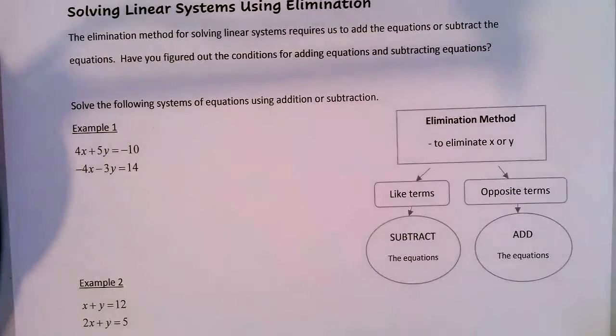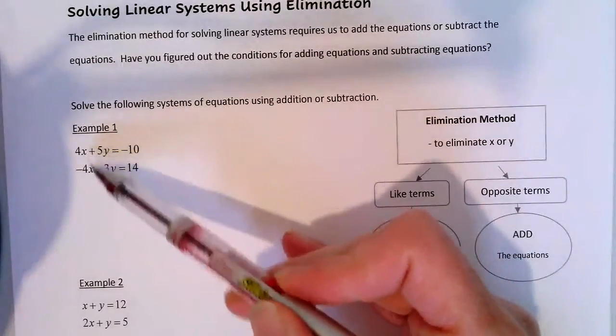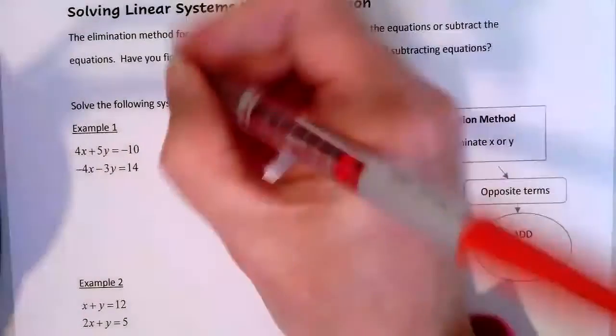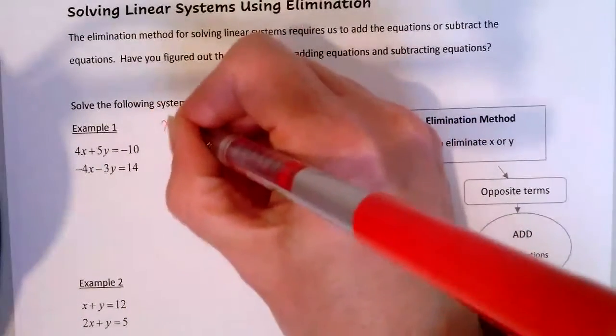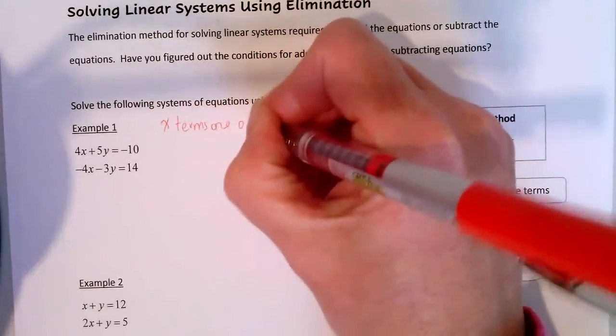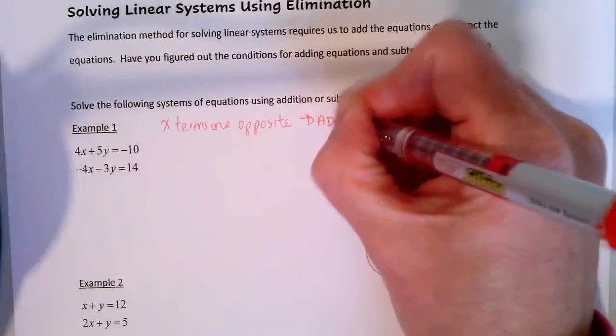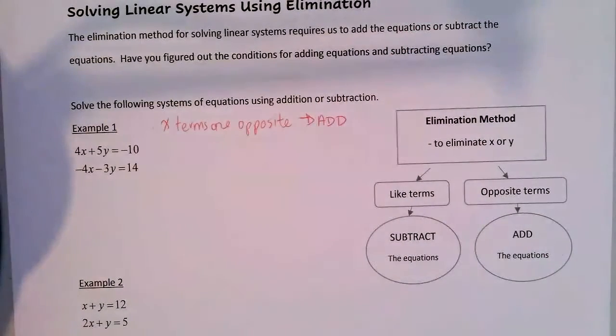So before we actually solve, we have to decide whether we're going to add or subtract. And to do that, we are going to compare the terms. So looking at example 1, we can see that we have a 4x here and we have a negative 4x. So the x terms are opposite. They are opposite. And because they are opposite, this tells us that we need to use addition. We are going to eliminate variables by adding those together.